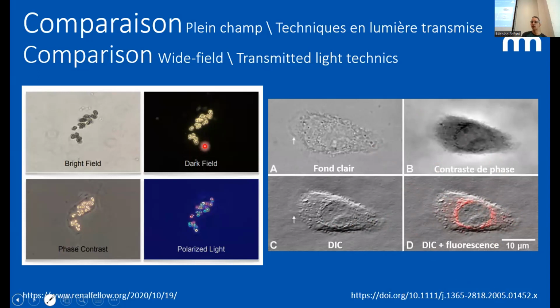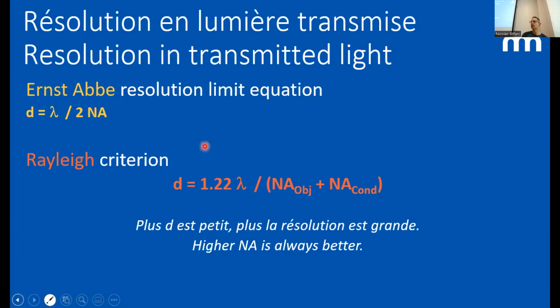Just to refresh your mind on the resolution, this is the most important thing in microscopy, in my view. We have this equation, the Ernst Abbe equation, and then we have this Rayleigh criterion that kind of refines this equation. So the distance between two differentiable points is 1.22 lambda. In the case of transmitted light, lambda is a mix of different wavelengths. So we take the average of 550 nanometers as an example. And then at the bottom, you have to add the objective lens and the condenser lens numerical aperture. So this is a big difference between fluorescence and transmitted light.